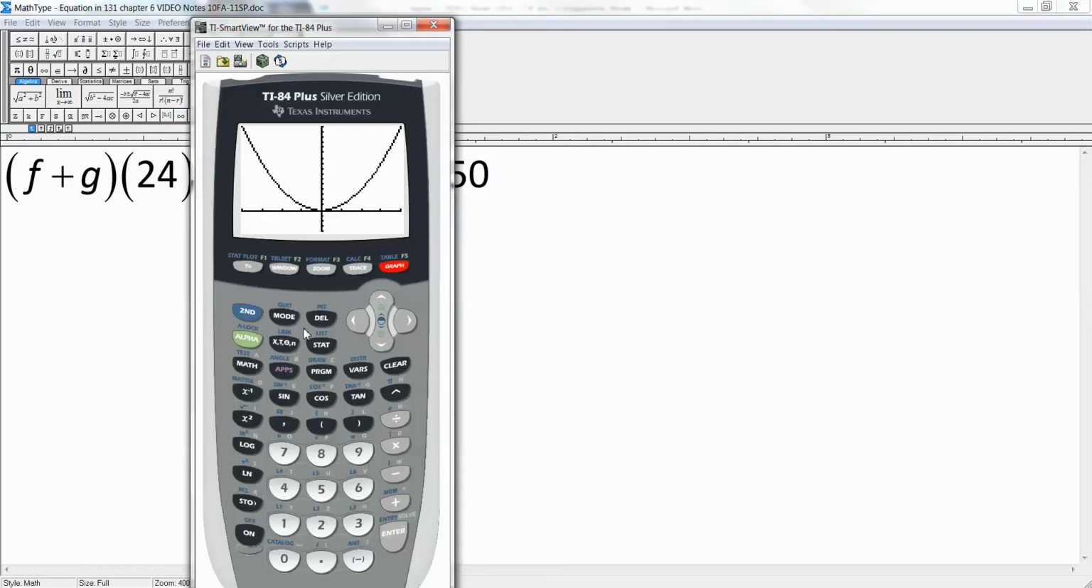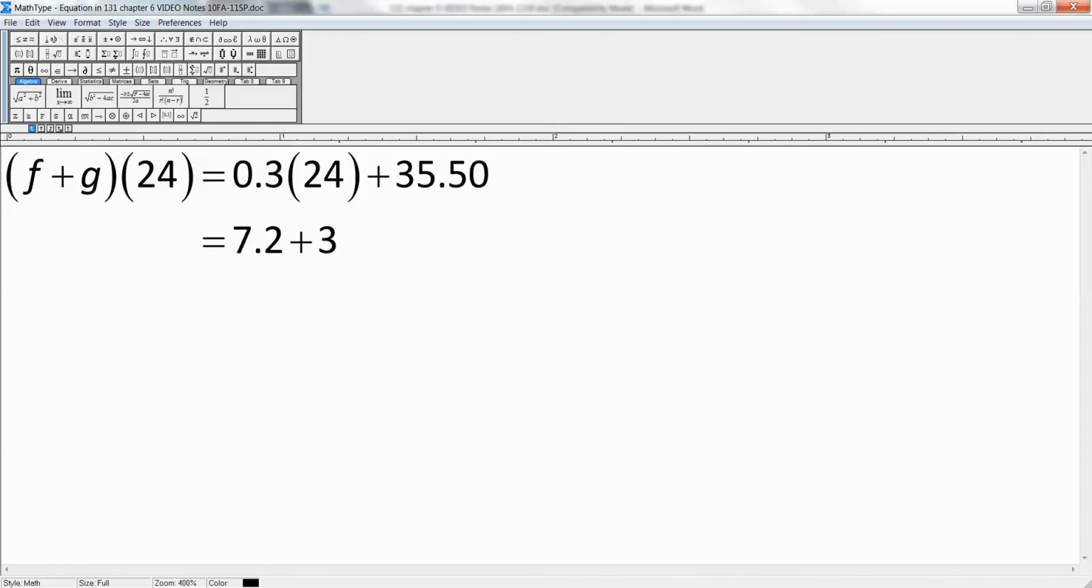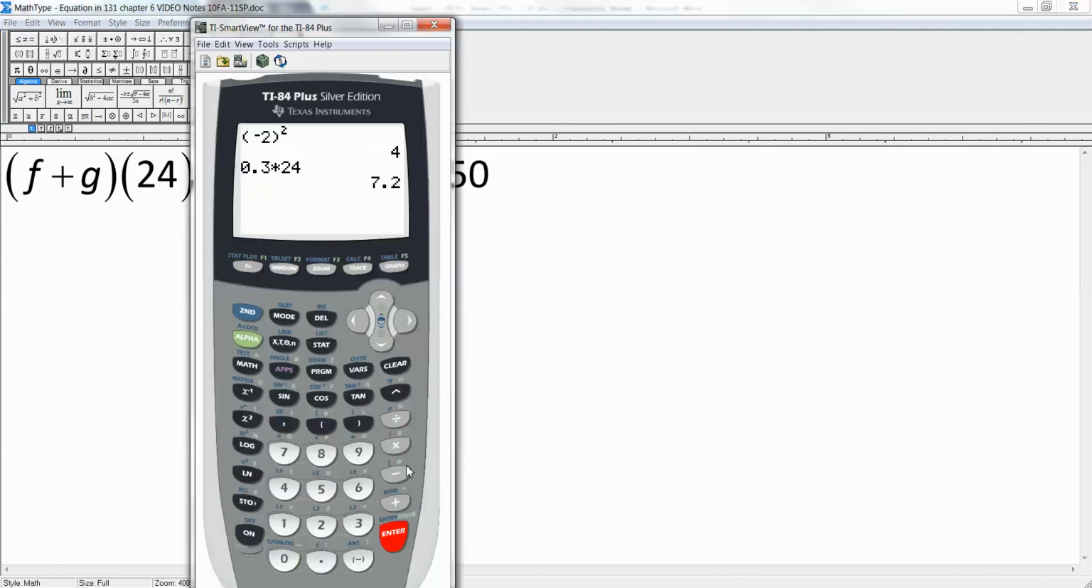Oh, let me grab a calculator. 0.3 times 24 makes 7.2. So this is 7.2 plus 35.5. If I add 35.5 to it, you could have done it all at once as well. I just wanted to show how to do it. There we go. We get 42.7.